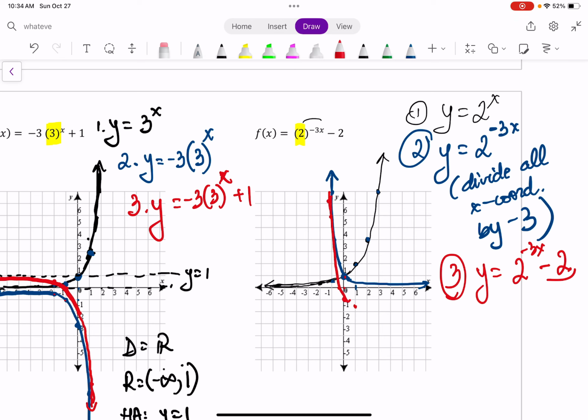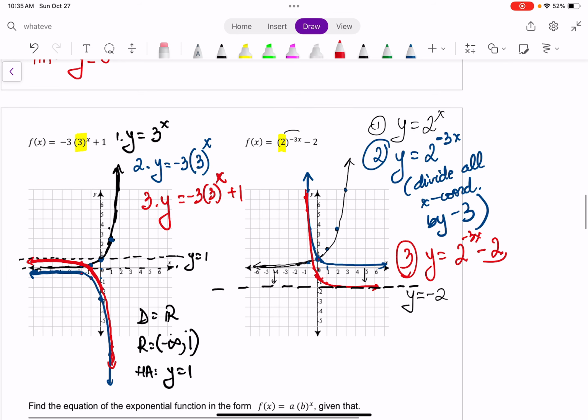Now what also is going to move 2 units down is the horizontal asymptote. So, same as we couldn't pass below 0, we now cannot pass below -2. So our horizontal asymptote also moved down 2 units, or barrier.